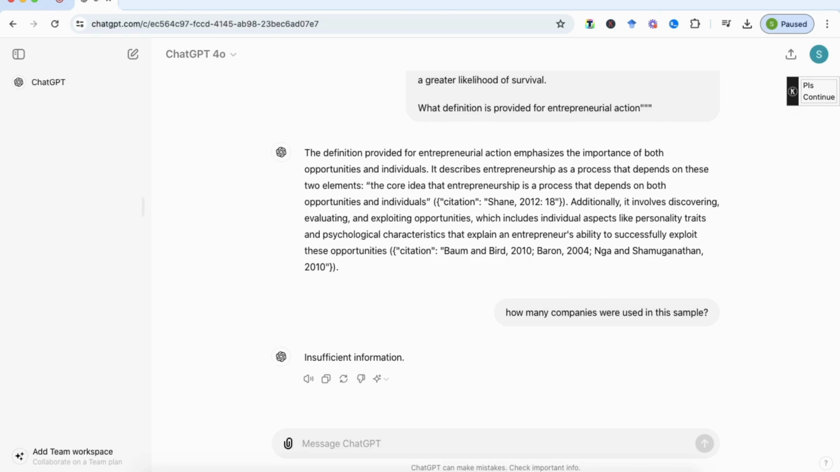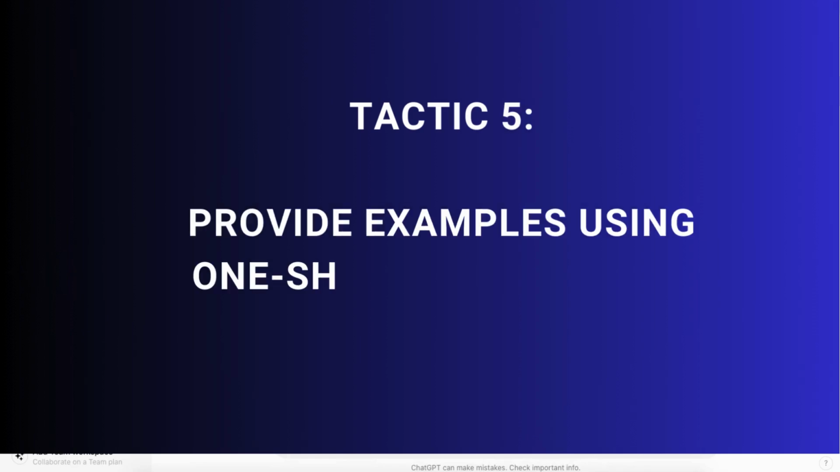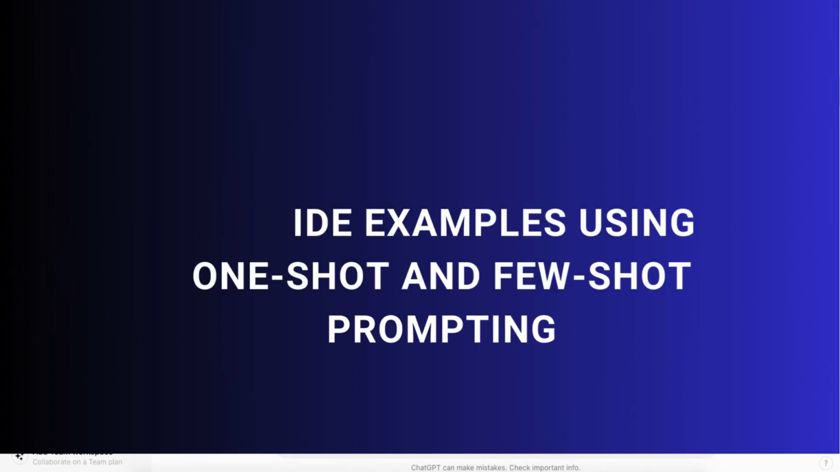This is a really good way to get accurate information from a reference text, and also to build on tactic number 3. You can see using delimiters here to identify the part of the text that we're submitting is also really useful. So tactic number 5 is to provide examples using one-shot and few-shot prompting.